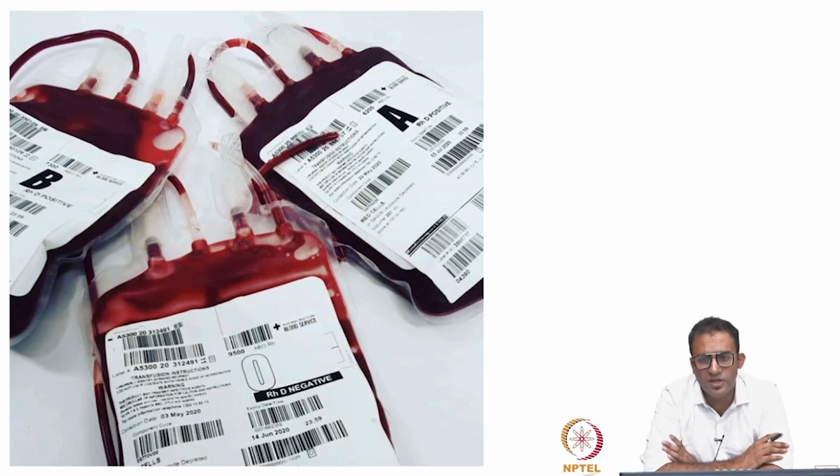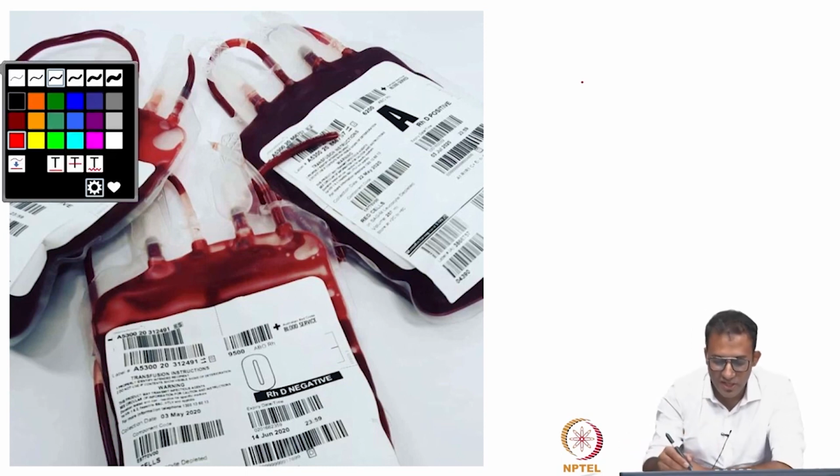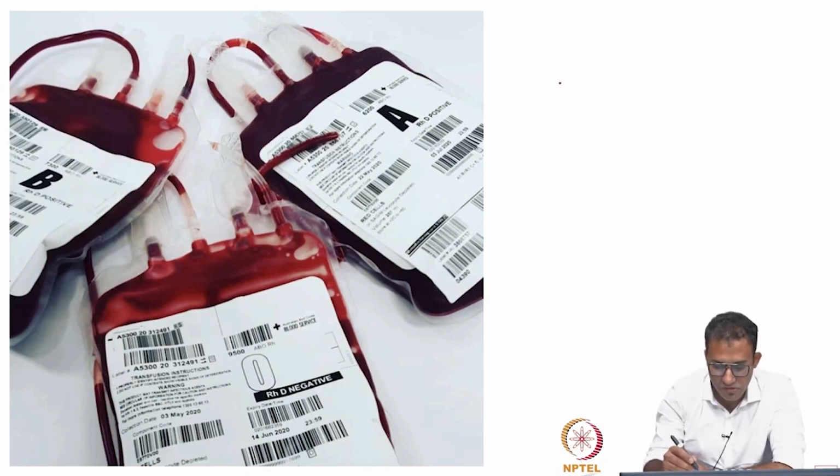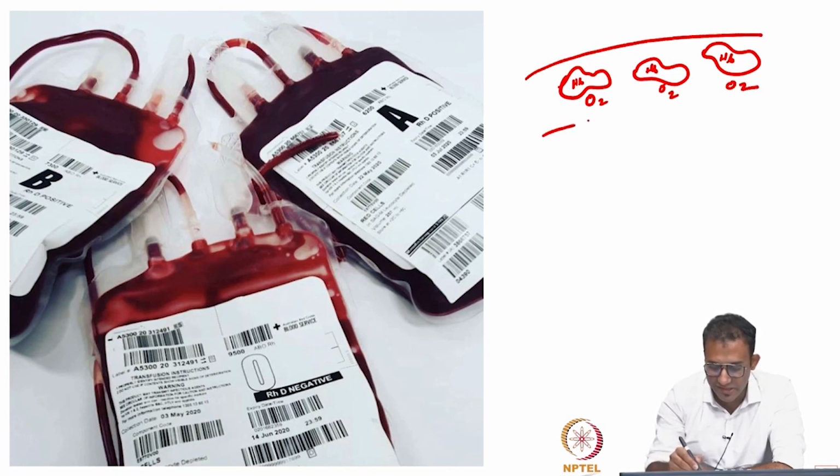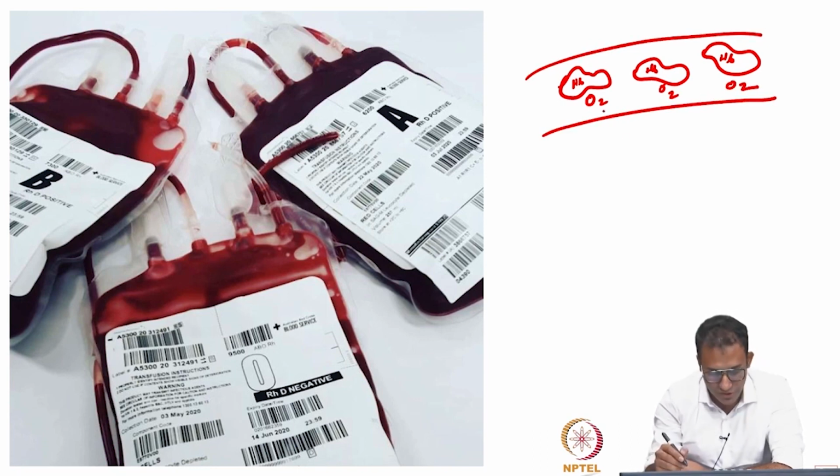So you have to understand what is blood. Blood is essentially in the form of RBCs, red blood cells. So what do these carry? They carry hemoglobin, and in this hemoglobin we have oxygen attached, and basically these RBCs travel in the blood vessels and deliver oxygen to the tissues.